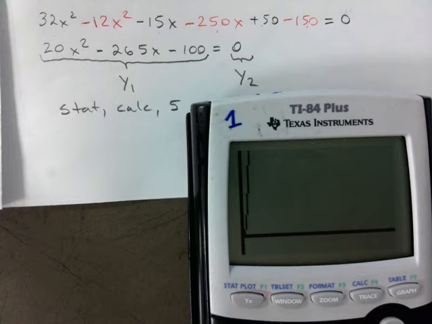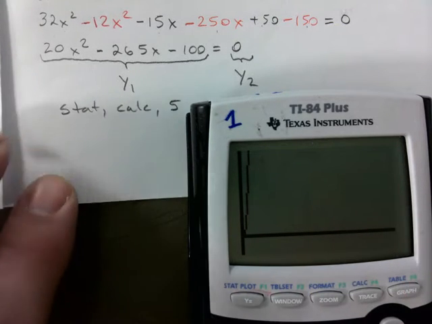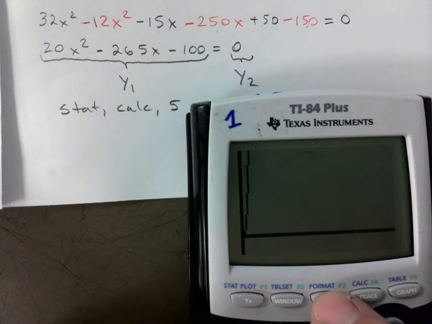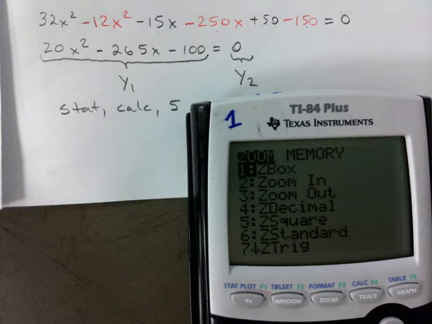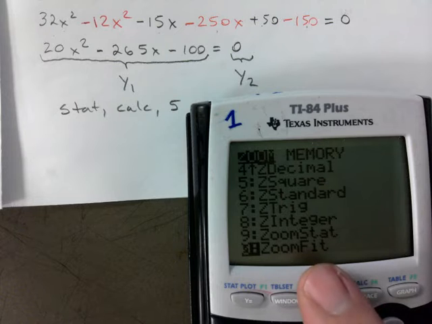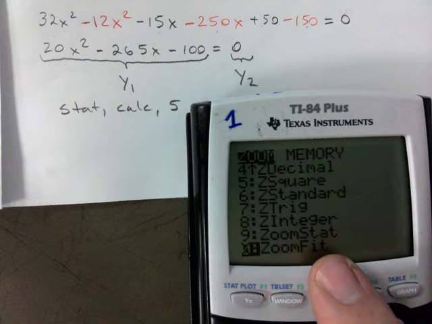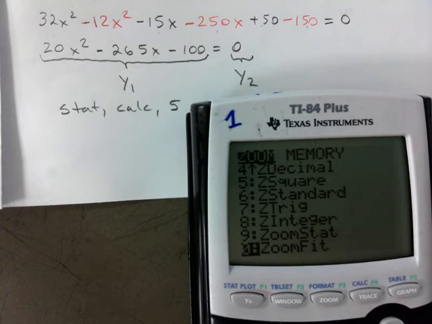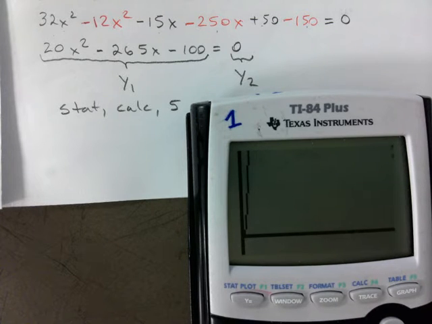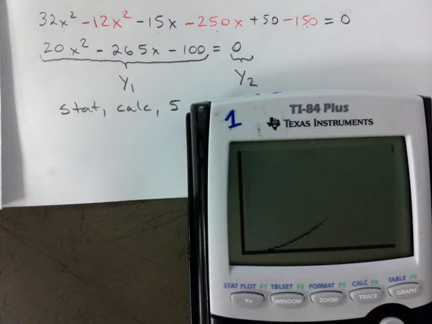So let me introduce you to, because technology should be there to help us, right? Let's try that together. Press zoom. And then if you go all the way down, there's something called zoom fit. And 90% of the time it solves your problem. It will actually find the parabola. So let's hit enter or just 0, whatever you want to. Hopefully that solves it for us. Let's see. Okay.